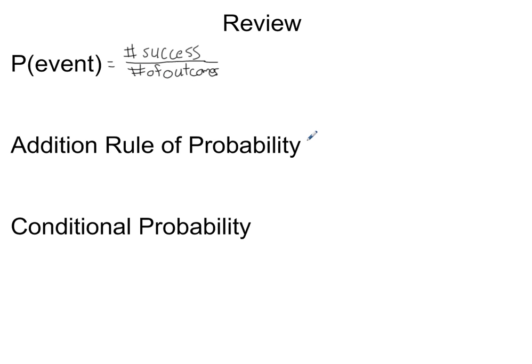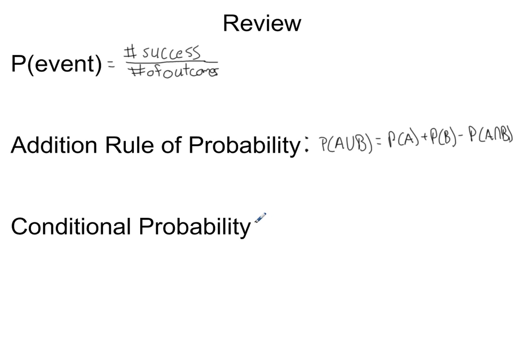The addition rule of probability. Now, there are 2 addition rules of probability. The one that always works is the probability of A or B happening is equal to the probability of A happening plus the probability of B happening minus the probability of both A and B happening. This one works for mutually exclusive events and for events that are not mutually exclusive. Once again, remember that mutually exclusive means cannot happen at the same time.